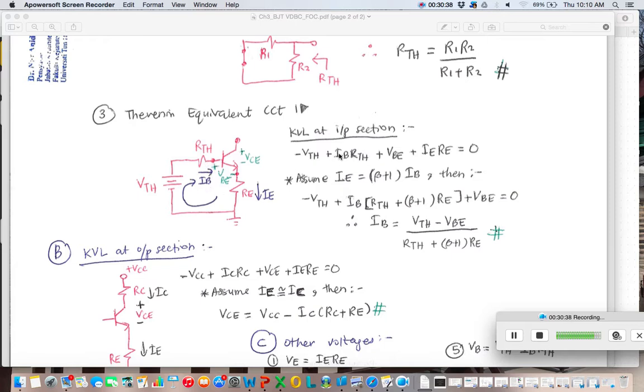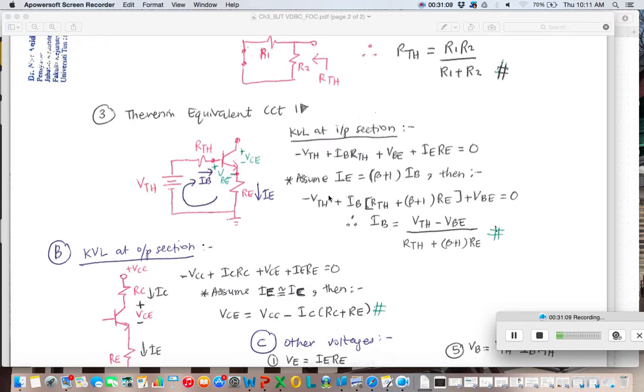It's very easy. You can now calculate the KVL at the input section. It is minus VTH plus IB RTH plus VBE plus IE RE. Don't forget to mark the plus and minus of VCE and VBE. Again, same assumption: IE equals beta plus 1 times IB. The rest, I think you already know.